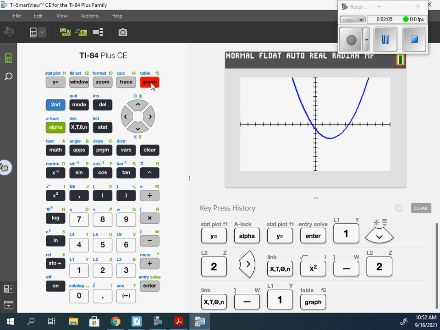Was everybody able to get the graph? What's up? It's cleared. There's nothing there. You're typing that in. Alpha, y equals, enter, 1 down 2 over. Does anybody else have any other issues with typing this in? Were we able to get this typed in? Yes?